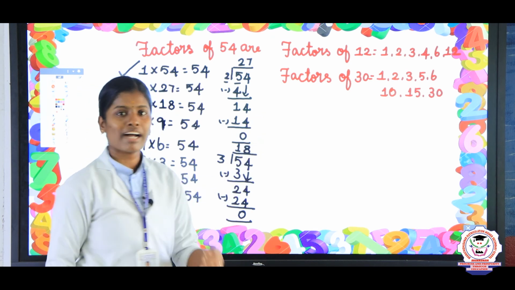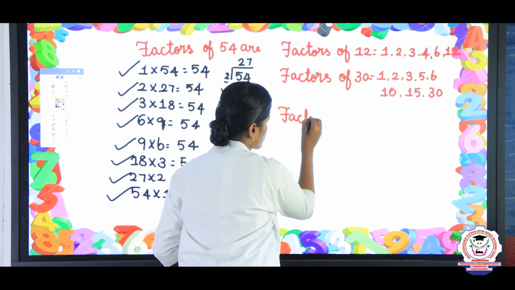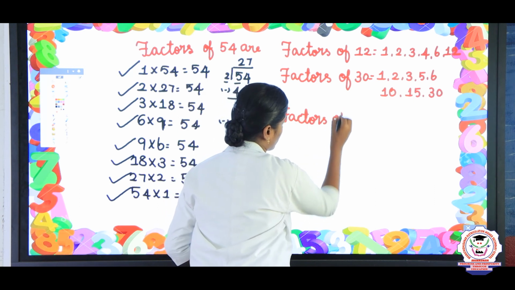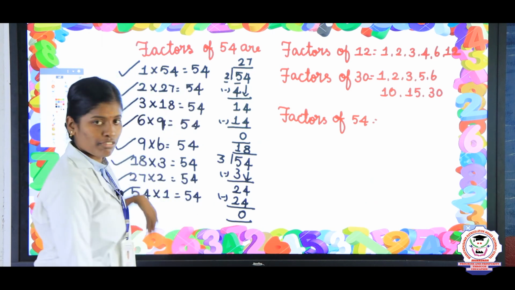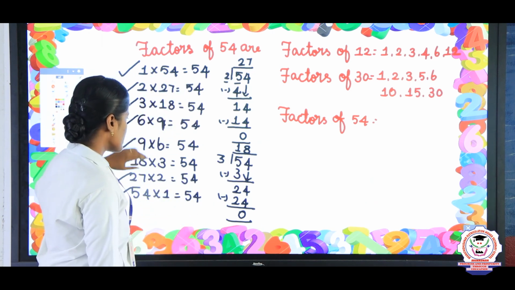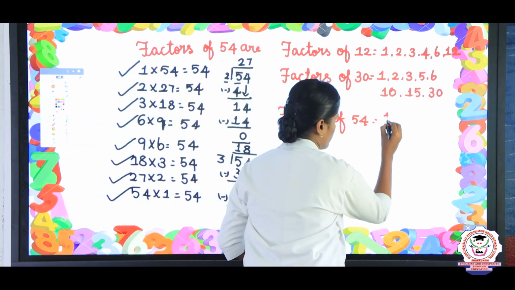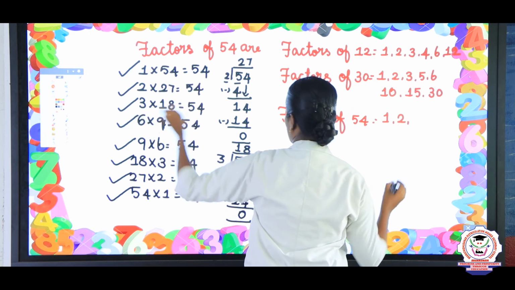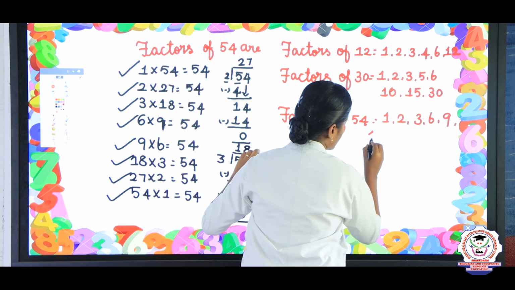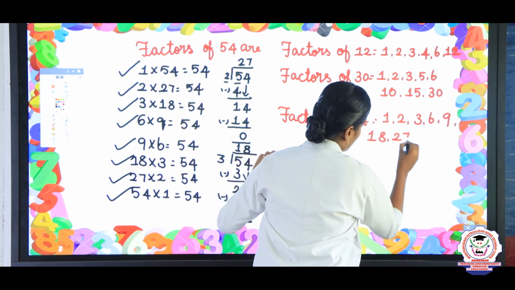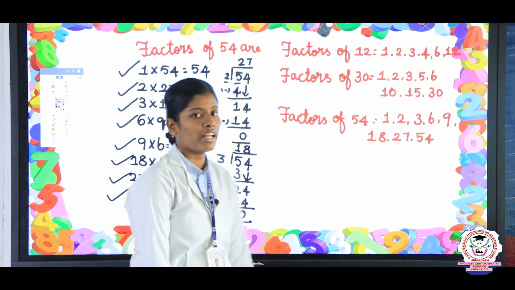Now we are going to write the factors of 54. Say what is the factors of 54? So the factors of 54, listen here, we have 1, 2, 3, 6, 9, 18, 27 and 54. So write that: 1, 2, the next one is 3, 6, 9, 18, 27, then finally 54.